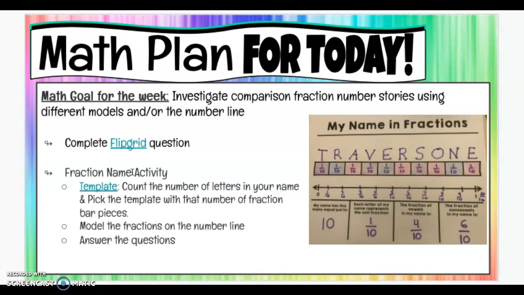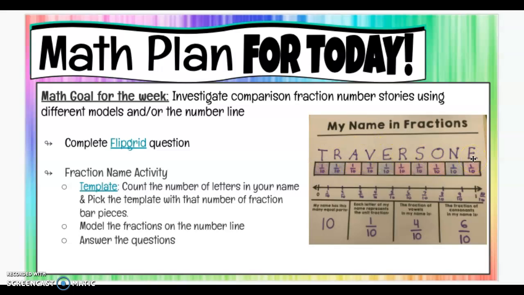You will need one of the templates, again only one. Count the number of letters in your last name. For example, Traversone has 10 letters, so I chose the template that had 10, had a fraction bar that was broken into tenths. I wrote my last name above.